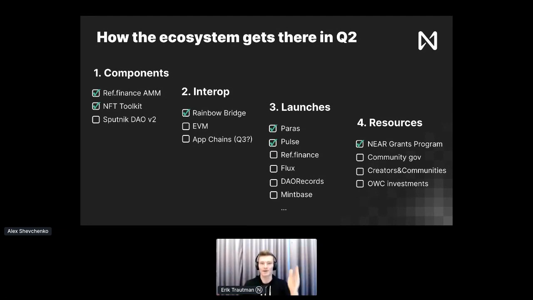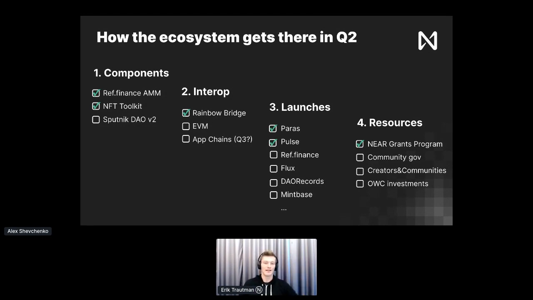Right? So it starts with these components. Most of the components have launched. Interoperability, we have Rainbow Bridge that's launched. EVM and app chains are coming down the pipes. So that's going to make Near kind of the center of interoperability. And then in terms of app launches and all of those things, there's a number that have already occurred, and you're going to see more and more and more coming down the pipes.